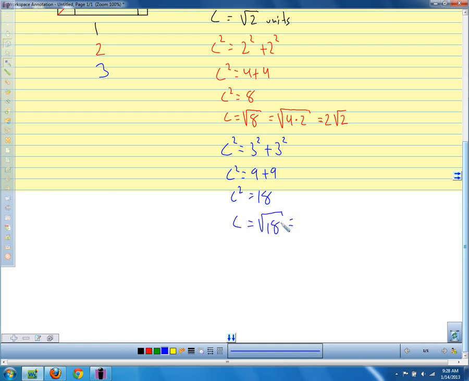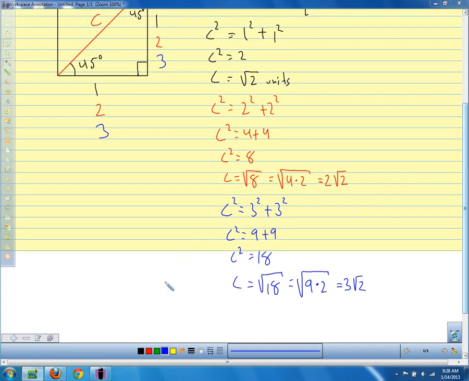How can we write 18 as two numbers multiplied, where one of them we know the square root of? 9 times 2. Square root of 9 is 3. So I bring the 3 out. 3 square root 2. Isn't that the answer? That's going to be our answer. This is in units. This is the length of our diagonal, length of our hypotenuse.